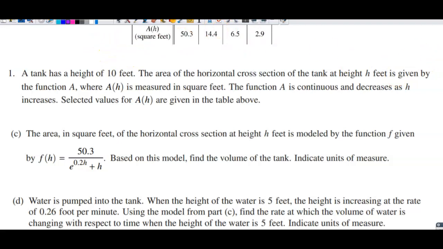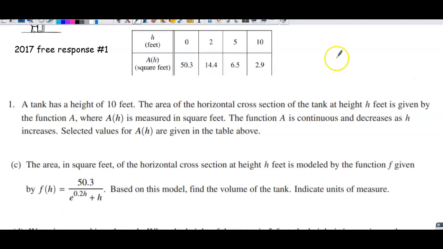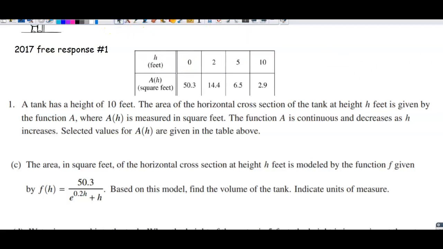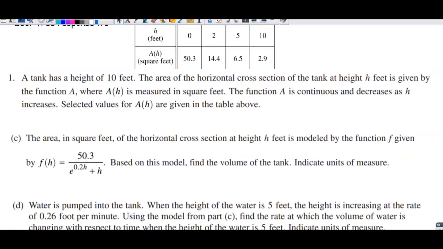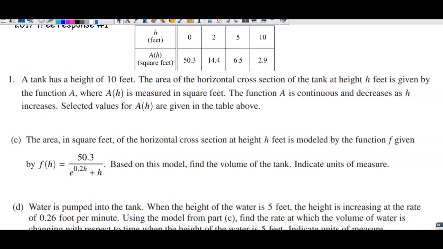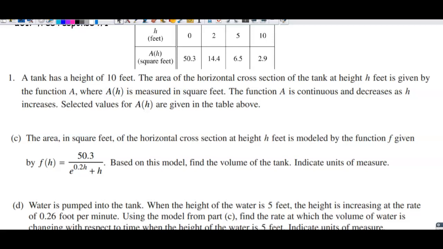So in this problem, we are looking at parts C and D. And we have a table of values given to us. Let me bring that down a little bit so we can see hopefully both questions at the same time. Okay, a tank has a height of 10 feet.